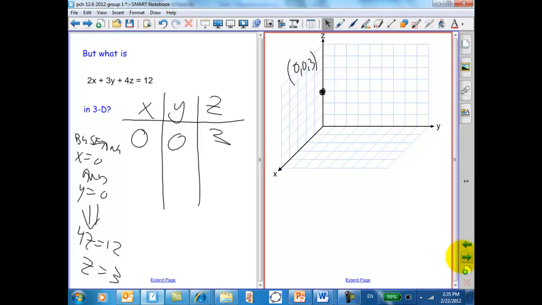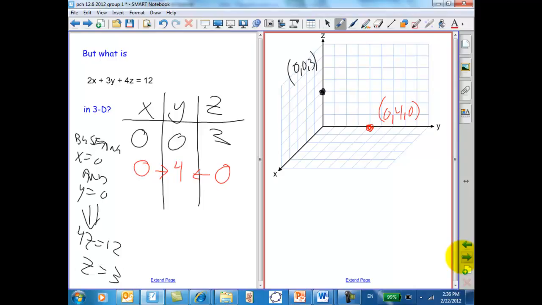Now what? Put 0 in for x and z. And what do we get for y then? Yes, y equals 4. Right? Cover up these two, you get 3y equals 12, y equals 4. So that's 1, 2, 3, 4. So this is the point 0, 4, 0.